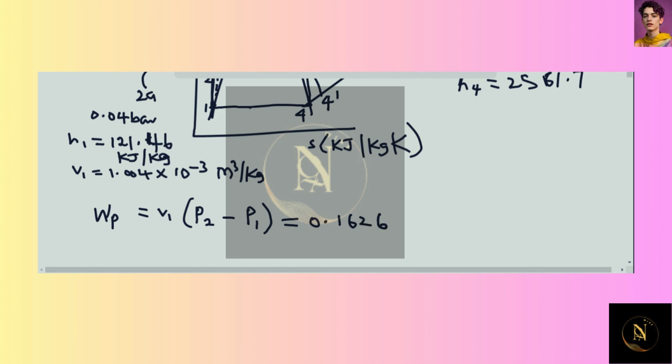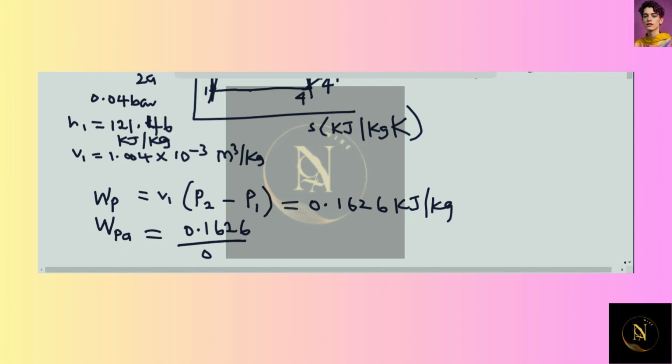0.1626 kilojoule per kilogram. We look for the actual pump work, since the isentropic efficiency is 0.75 for the pump. Divided by 0.75, you arrive at 0.22 kilojoule per kilogram.